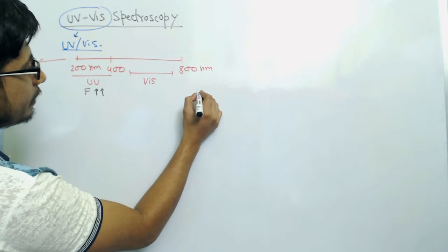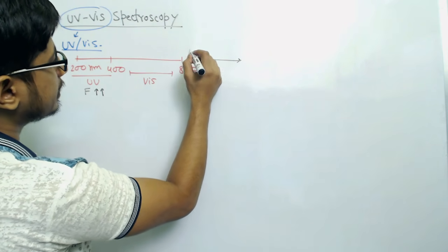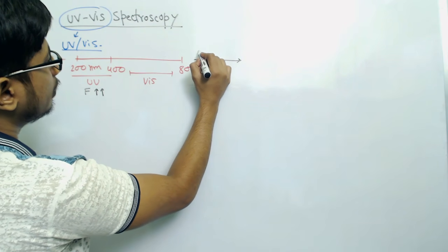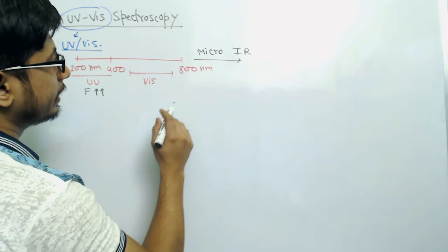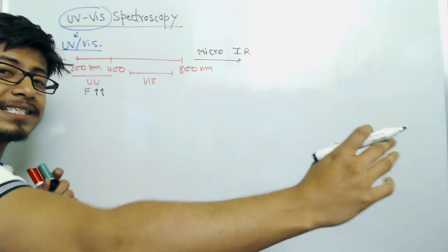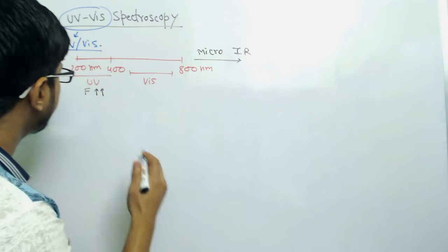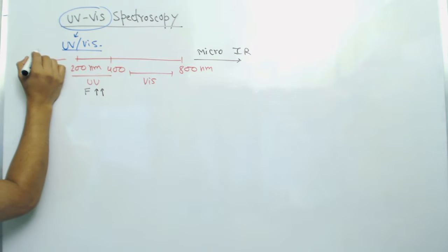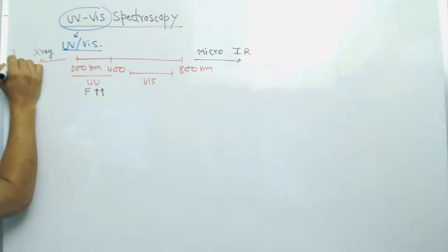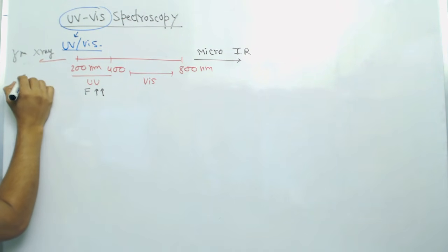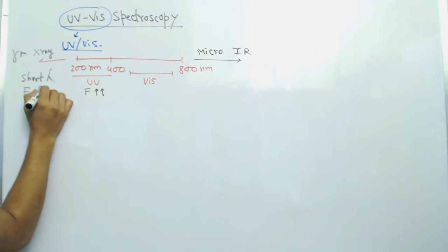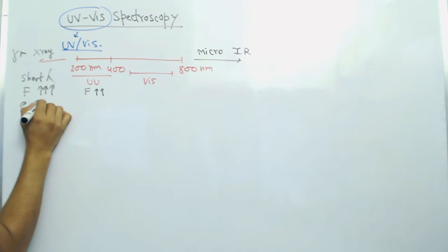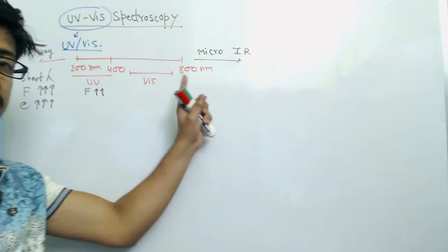And as we're going this side, the frequency is lower. So on this right hand side we'll find more like microwave and IR, or infrared, which means long wavelengths and less energy, less frequency, till we go towards UV, X-ray, gamma ray, which means very short wavelength, very high frequency, and very high energy also. This is the scheme.